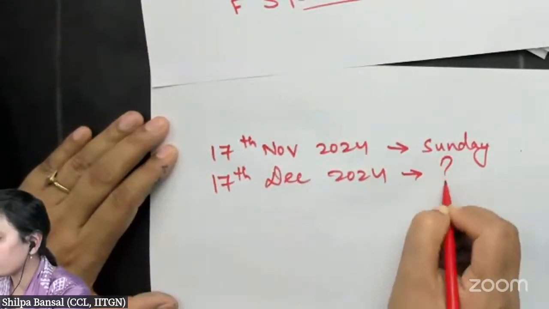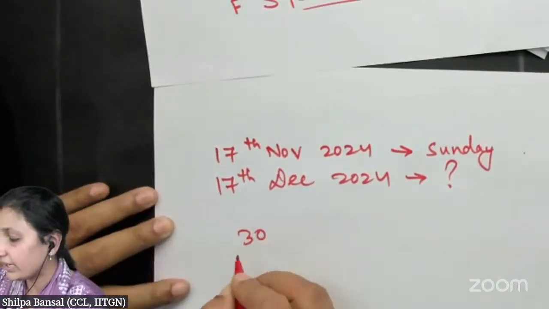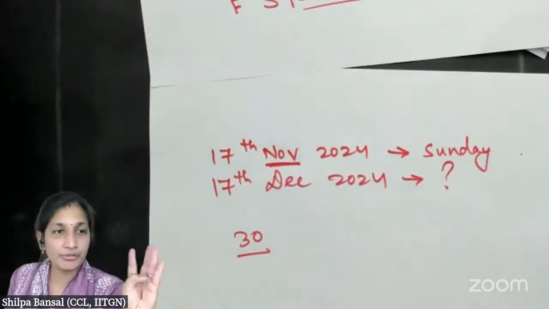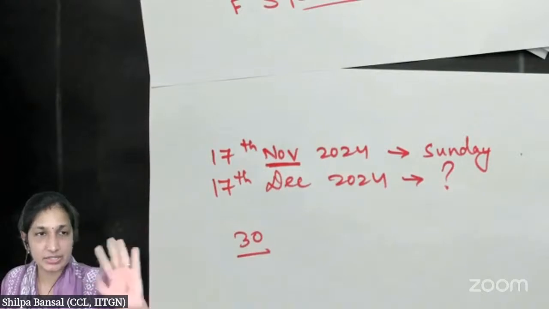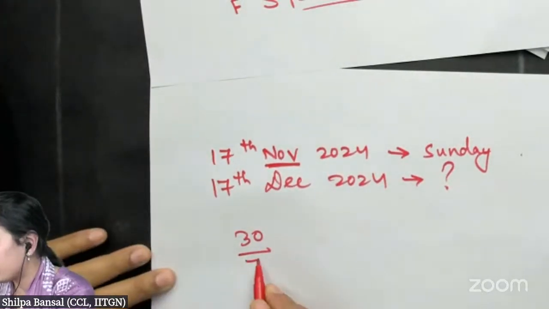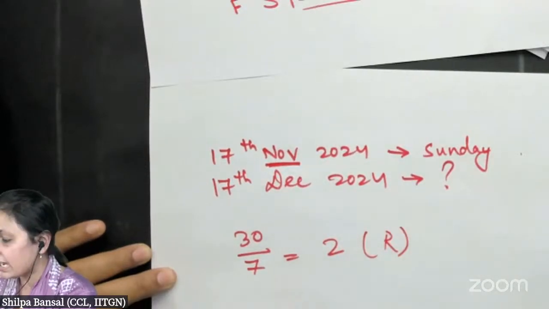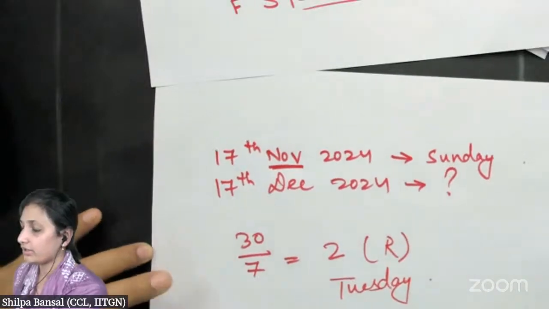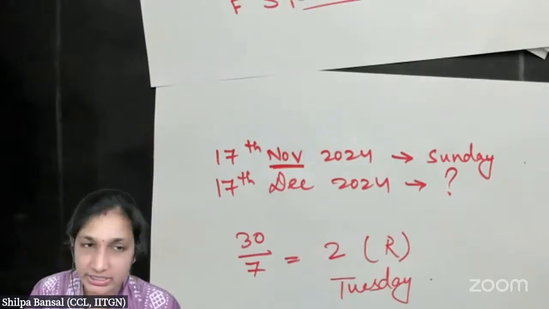2024? Same logic. In between this, it is 30 days, because November has 30 days. Either you can count on your finger or you can see that November has 30 days. So 30 by 7, remainder is 2. So we will go 2 days ahead. Sunday, Monday, Tuesday. It will be a Tuesday.